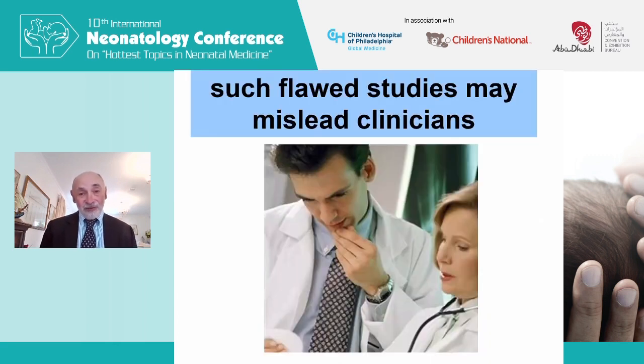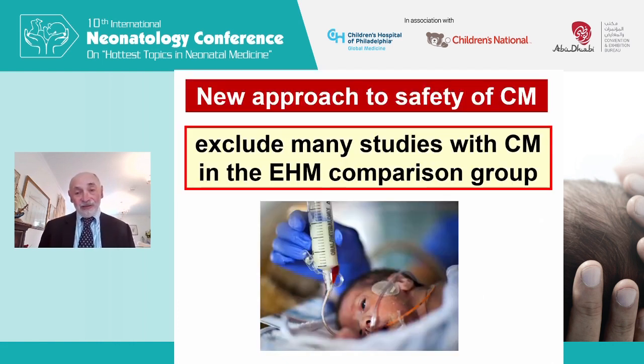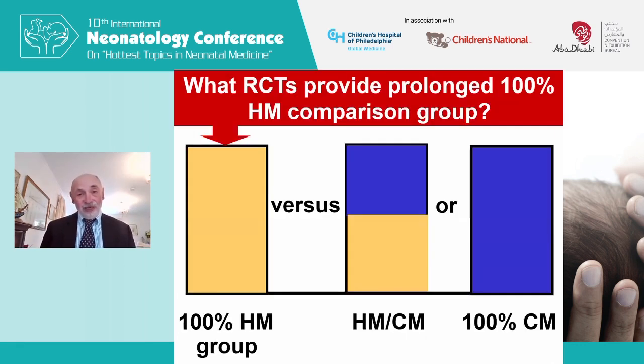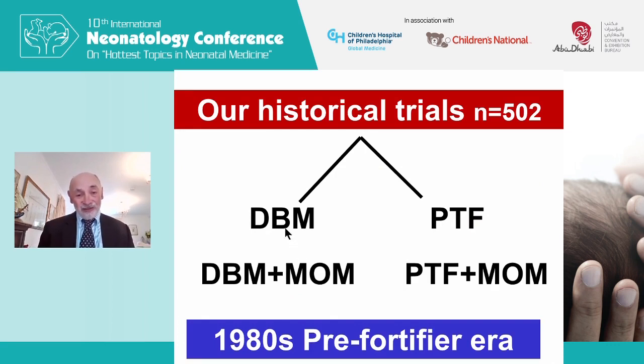So such flawed studies may potentially mislead clinicians. And therefore our new approach to studying the safety of cow's milk is to exclude many studies where cow's milk exists in the exclusive human milk comparison group. So what randomized trials provide a prolonged 100% human milk comparison group? Well, our historic trials compared donor breast milk with preterm formula as sole diets or as supplements to mother's milk in the pre-fortifier era. So this was an exclusive human milk diet being randomly compared to exposure to cow's milk.